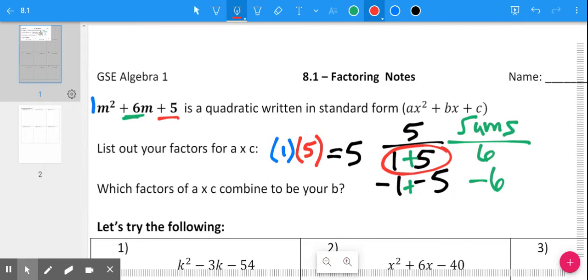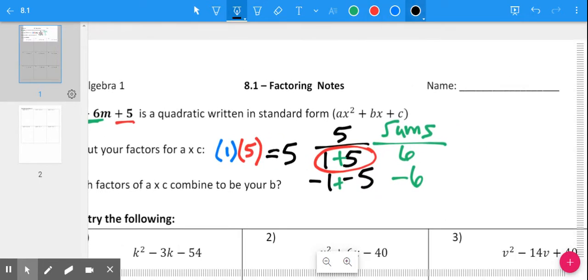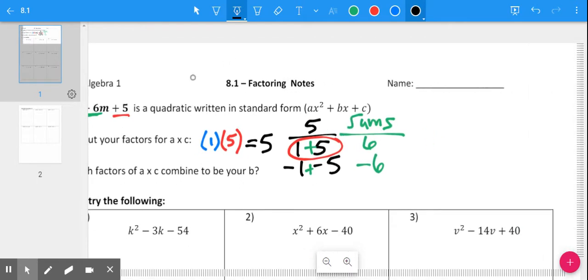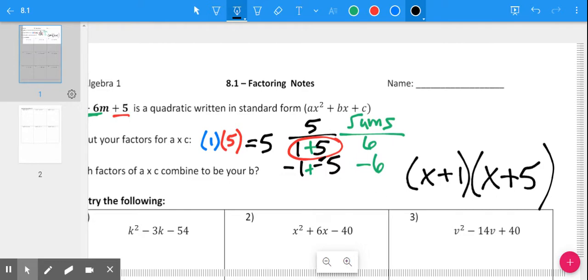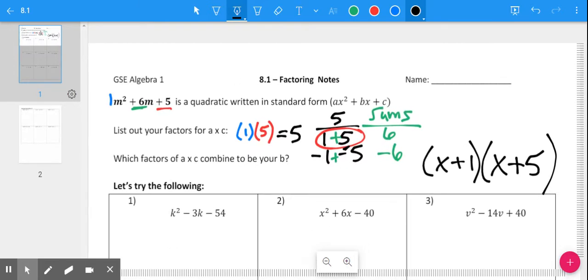Now, since the a value is 1, we can simply just write our intercept form from here. So we have x and then a factor of positive 1 and x and a factor of positive 5. And that's the equation m squared plus 6m plus 5 factored.